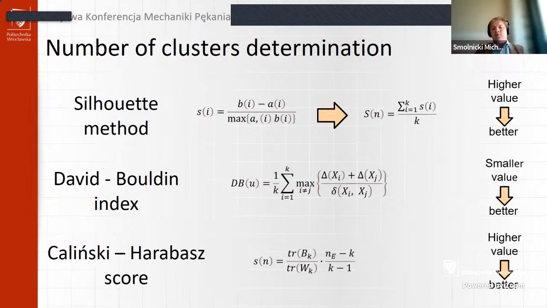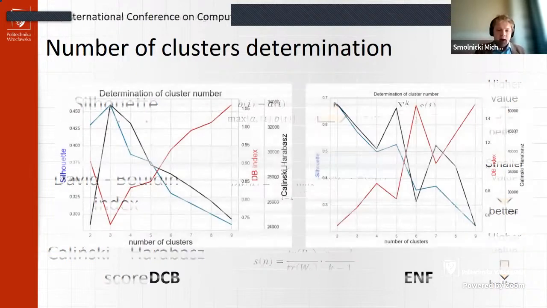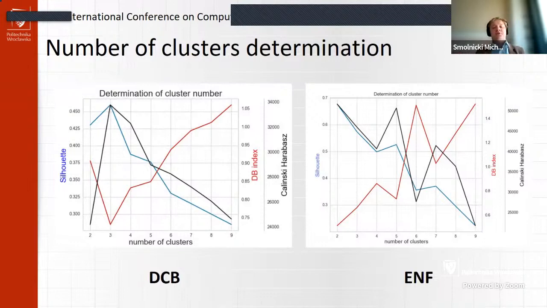But the thing is that we calculate some numbers and then we say, okay, a higher value is maybe better, or a smaller value is better, and we can compare. What is important to understand is that because we analyze the physical data, we also have some understanding of what is going on. So we know that for damage in composites, we have a few possible causes. So we know more or less what the number of clusters is, but anyway, we want to check. This is an exemplary result of this check.